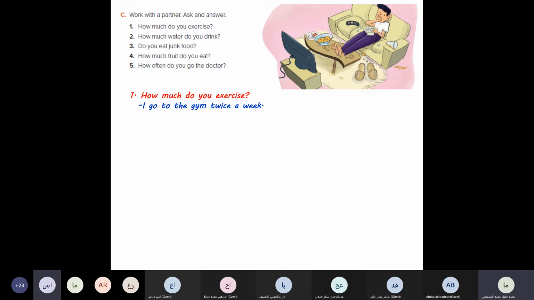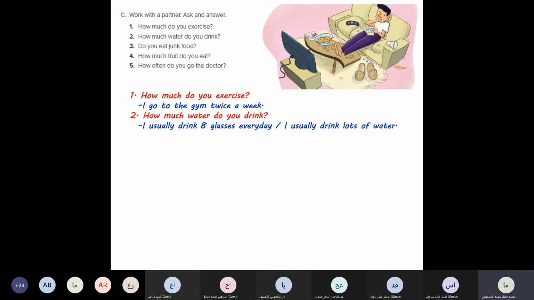How much water do you drink? How much do you drink? 4 times a day. Yes, good. I usually drink maybe 80 glasses every day. I usually drink lots of water, a lot of water, etc.